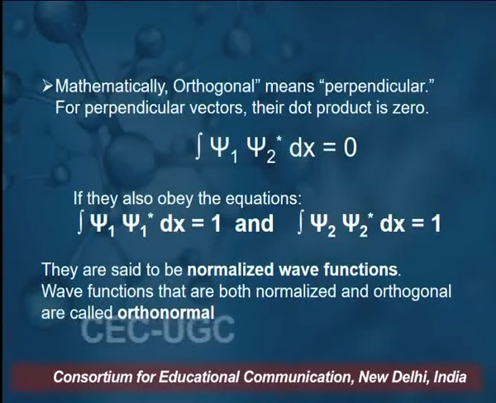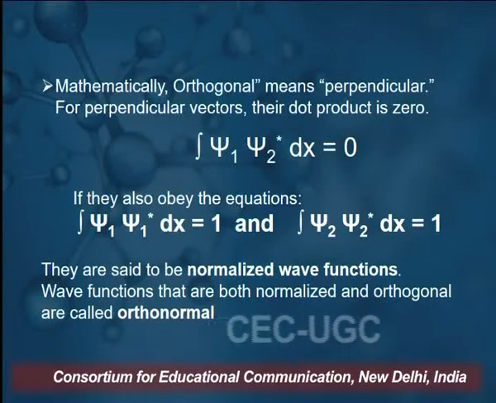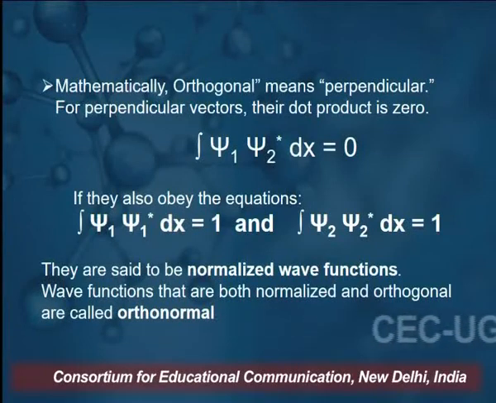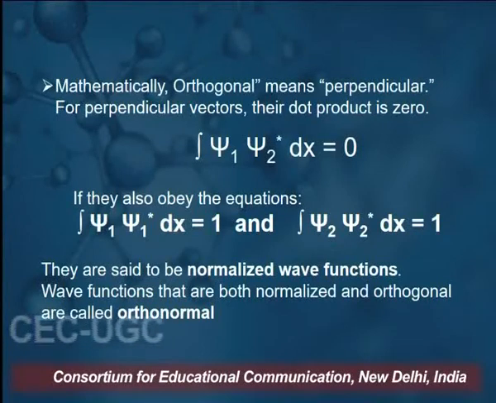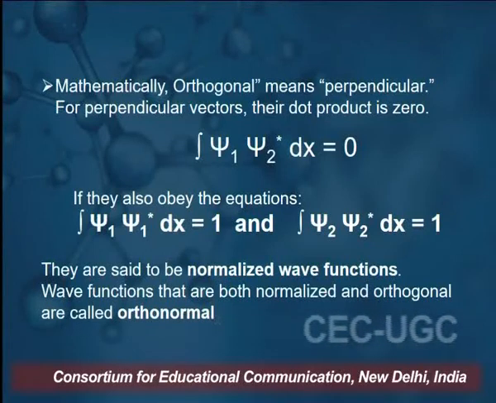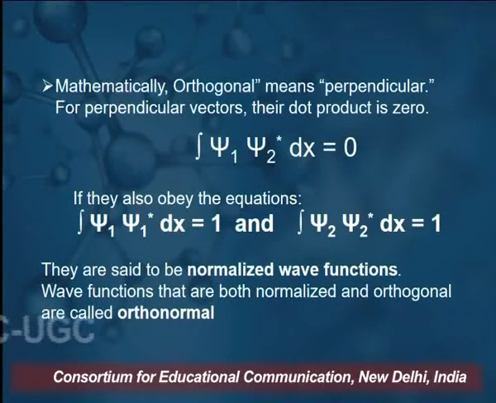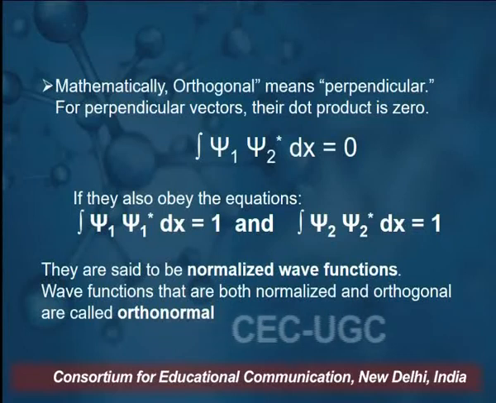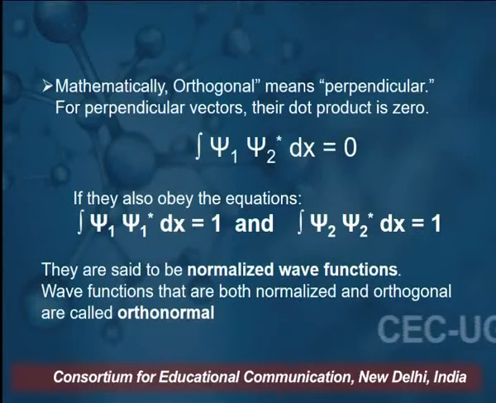If they also obey the equation of normalized wave function, they are said to be normalized wave functions. ∫ψ1*ψ1 dx = 1, ∫ψ2*ψ2 dx = 1. Wave functions that are both normalized and orthogonal are known as orthonormal wave functions.